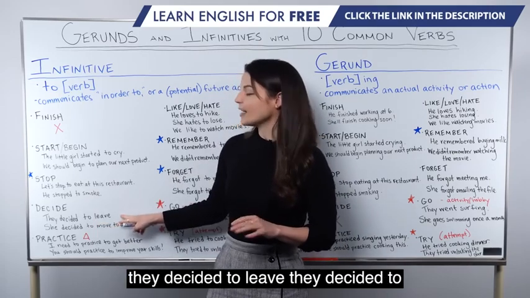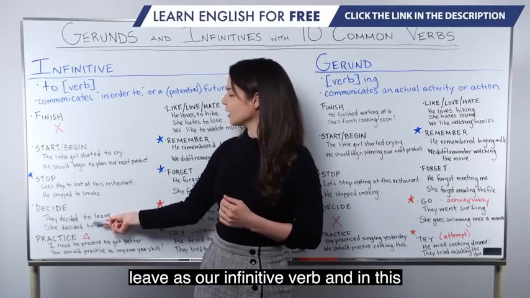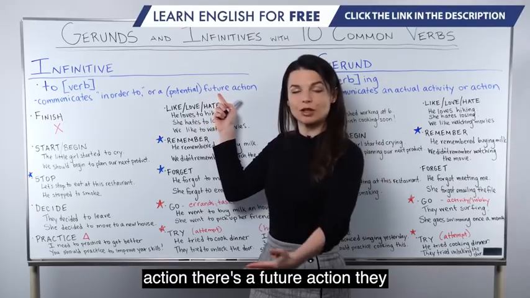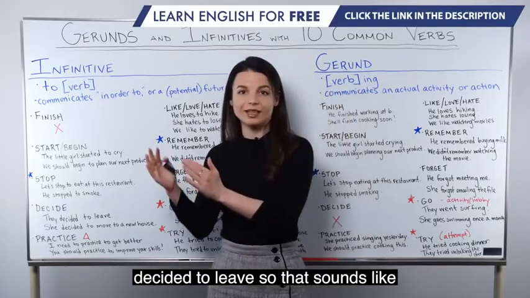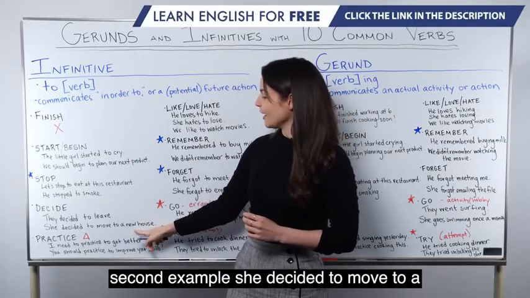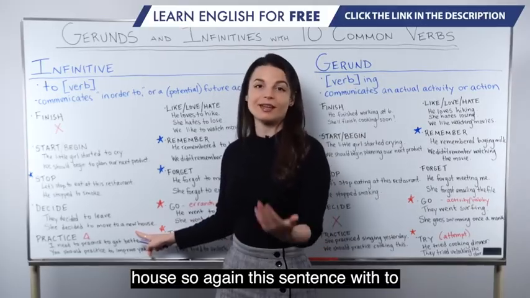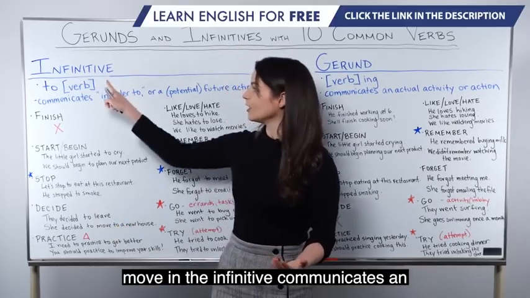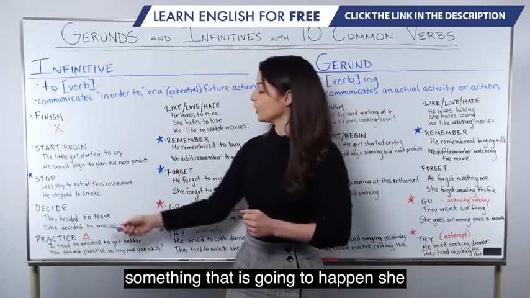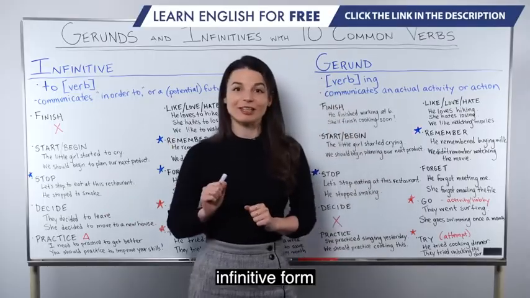They decided to leave. So in this situation, we have leave as our infinitive verb. And in this case, we're communicating some upcoming action. There's a future action. They decided to leave. So that sounds like they are going to leave very soon. Our second example. She decided to move to a new house. So again, this sentence with to move in the infinitive communicates an upcoming action, a future action, something that is going to happen. So this is how we use the verb decide with the infinitive form.